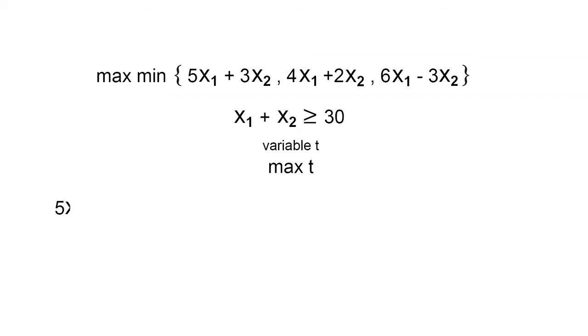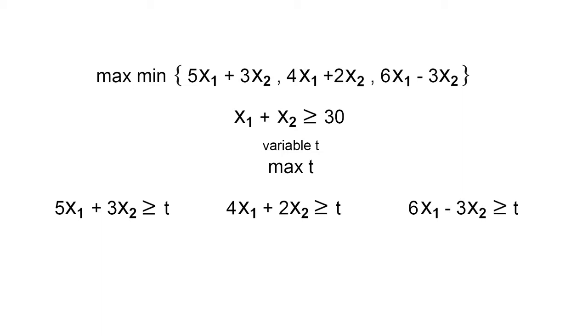Therefore, 5x1 plus 3x2 is greater than or equal to t. 4x1 plus 2x2 is greater than or equal to t. And 6x1 minus 3x2 is greater than or equal to t. Again, your normal constraint of x1 plus x2 is greater than or equal to 30. So again, we are able to transform the maximin problem into a linear problem using the simple transformation.